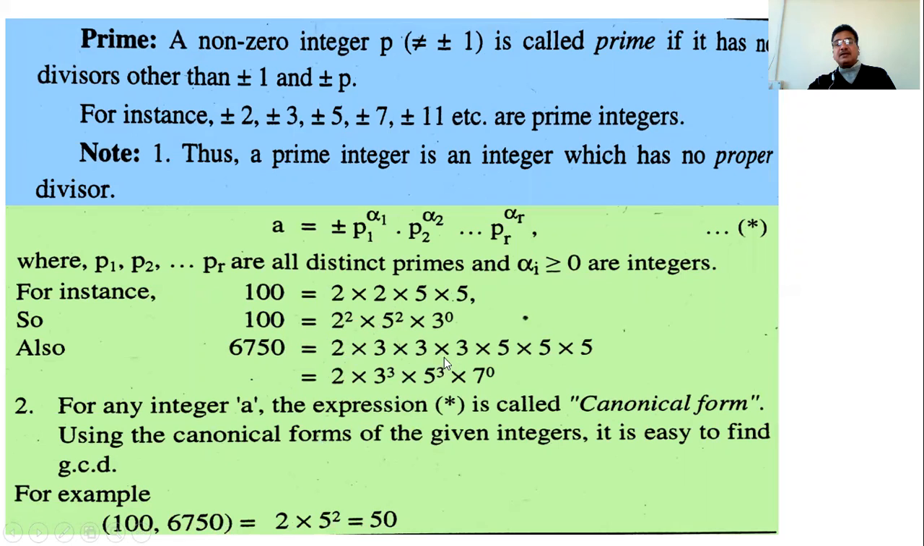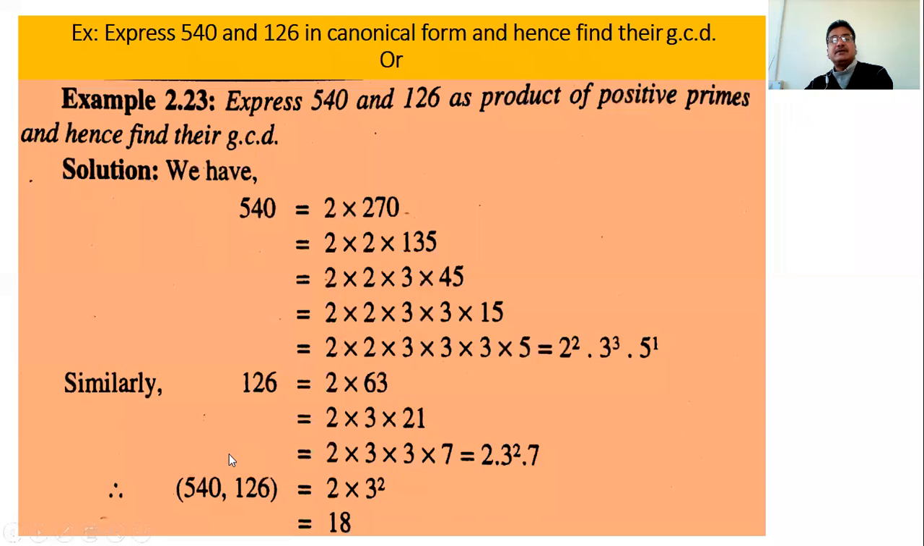Another factor 3 is not common. Here is 3 raised to 3, but here is 3 raised to 0. There is not 3. That is 2 into 5 square. What are the common? 2, 5, and 5. And so multiplication is what? Multiplication is 50, and therefore the greatest common divisor of 100 and 6750 is 50. This is another method to find the greatest common divisor.